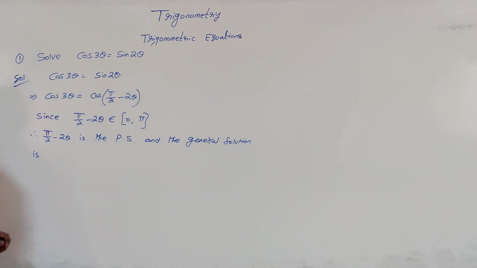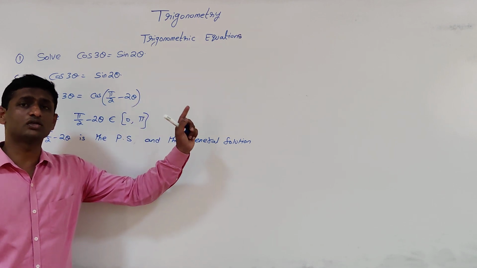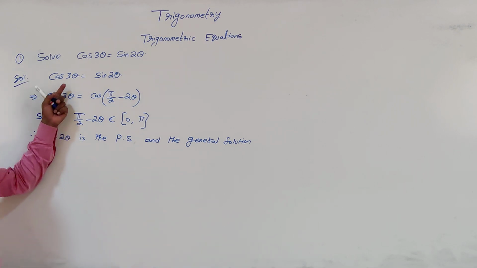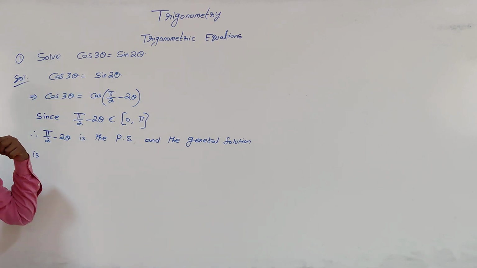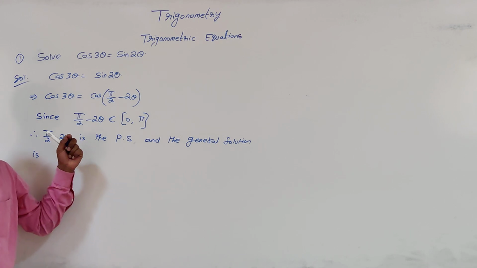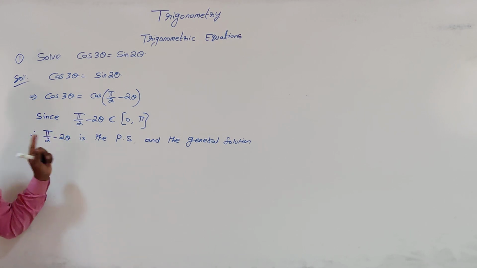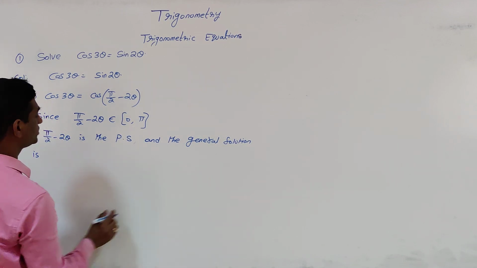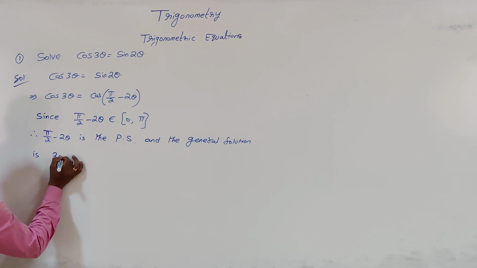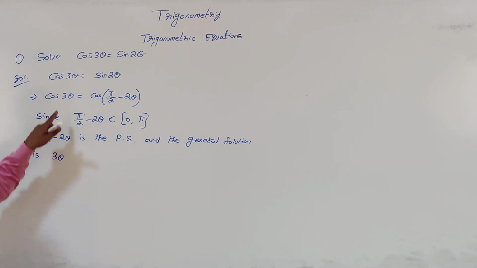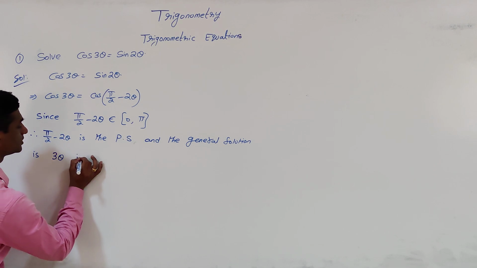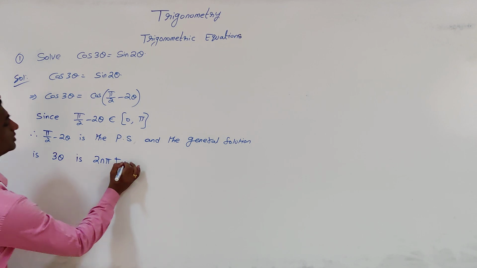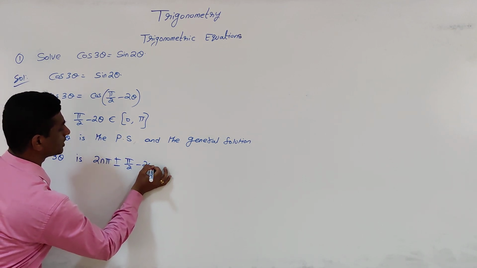If it is cos theta is equal to cos alpha, we are able to find the general solution for theta. But here, in place of theta it is 3 theta. So we will get the general solution for 3 theta. So pi by 2 minus 2 theta is the principal solution, and the general solution for 3 theta is 2n pi plus or minus alpha, where alpha is pi by 2 minus 2 theta.